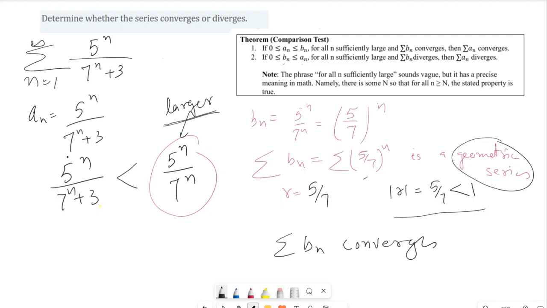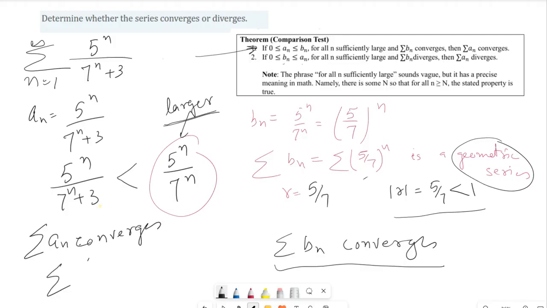Sigma Bn is your larger series. Why? Because 5^n by 7^n is larger than 5^n by 7^n plus 3. So if the larger series converges, the first part of the comparison test tells us that sigma An also converges. What is sigma An? 5^n by 7^n plus 3 converges because it is smaller than sigma Bn, which is a geometric series and converges. If the larger series converges, then the smaller series also converges.